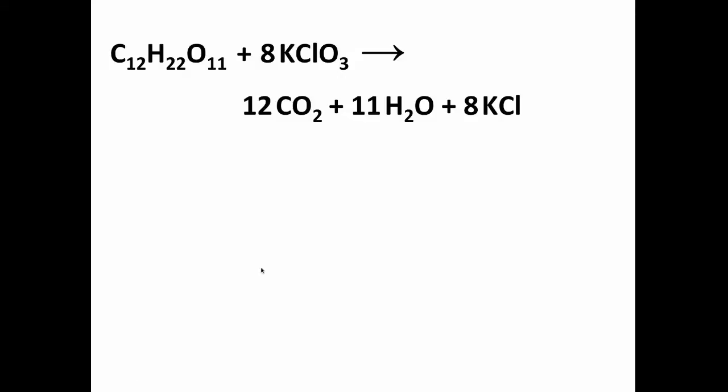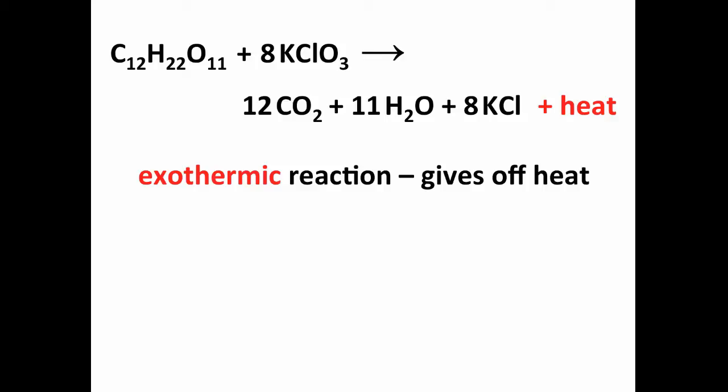Well, first of all, the fun gummy bear combustion reaction. That one produces carbon dioxide, water, and potassium chloride as products, but it also produces a fair amount of heat. And so we can treat heat as a product of reaction. It actually is a product of the chemical reaction. And this is what's known as an exothermic reaction. It's a type of reaction that gives off heat when it occurs.